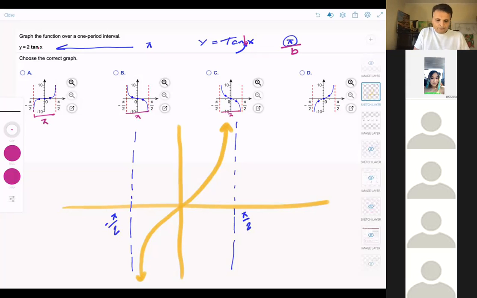Now, this 2 is positive. If it was negative, we would switch it, and it goes up and down. So this is off because it goes this way. Also, this is out because it comes from this side. So we have 2 candidates, D and A.